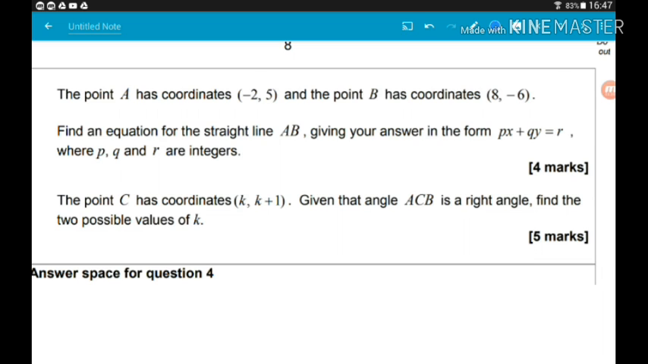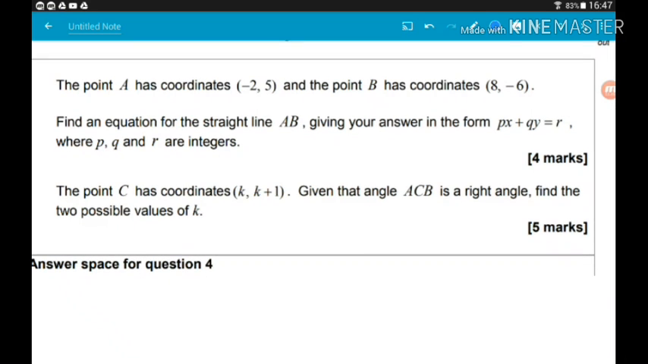Part A wants us to find the equation of the line AB, giving our answer in the form Px plus Qy equals R, where P, Q and R are integers. So let's do just that. I always like to write my coordinates out on the question. So A is -2, 5, and B is 8, -6.